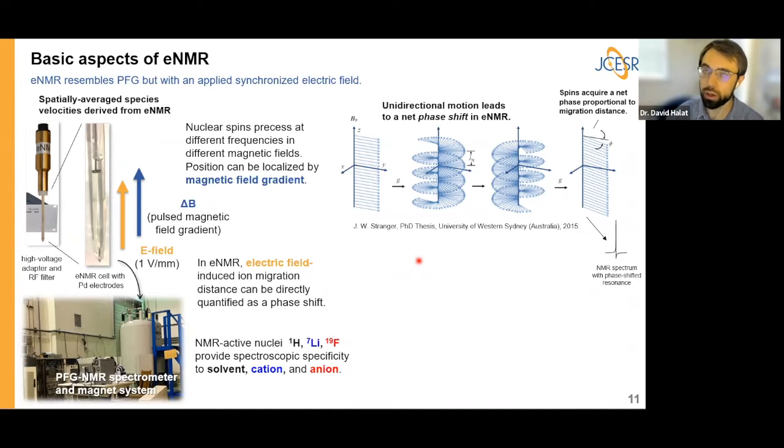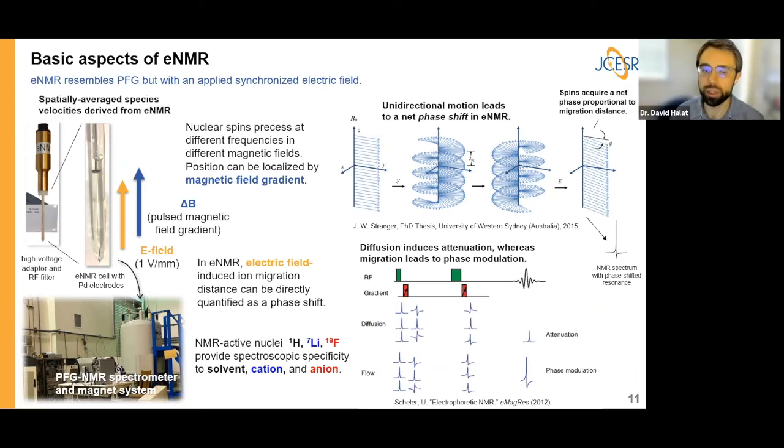In general, though, we don't observe that. We observe an average phase shift, which corresponds to the mean migration distance averaged across all the detected nuclei during the experiment. And we can contrast that with more typical experiments that probe self-diffusion. In typical NMR spectroscopy, we care about chemical shifts. In PFG, we measure signal attenuation. But eNMR is this kind of unique situation where we need to be able to quantify a phase shift of the signal. That's the quantity that we need to measure.